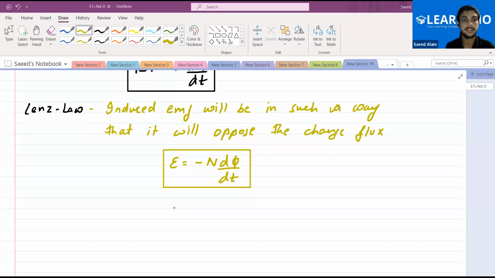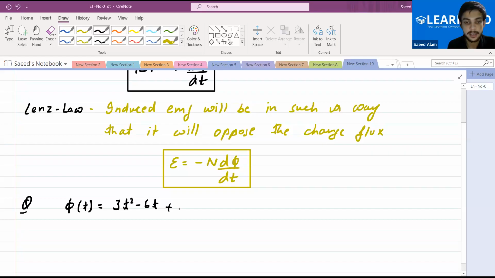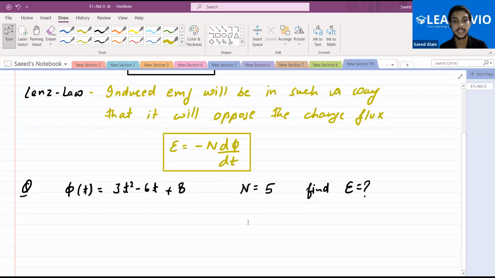Okay, let me give you a very easy one. Let's say that the flux, which is a function of time, is given to you as 3t² − 6t + 8. And the number of loops, let's say I had given to you as 5. Find the EMF. Now you should apply this formula. This is a very easy one. Just apply this and get the answer. This is the number of turns that I had given you as 5. Just use it and find the answer.